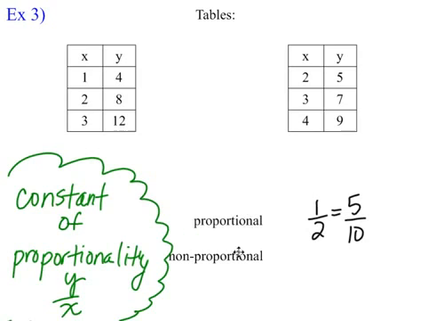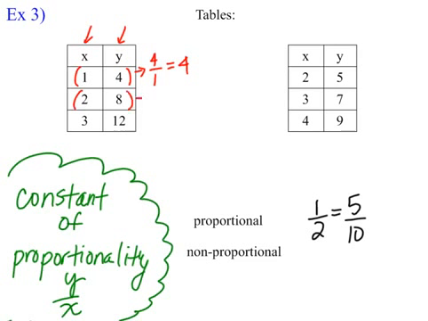So here I have two tables. One is proportional and one is not proportional, and the best way is to evaluate the constant of proportionality. So we're going to take a look at the y and the x values as an ordered pair. This first one, if I take 4 and divide it by 1, that equals 4. If I take the second pair and do 8 divided by 2, that also equals 4. And the same is true for 3 and 12. If I take 12 and divide it by 3, it equals 4.